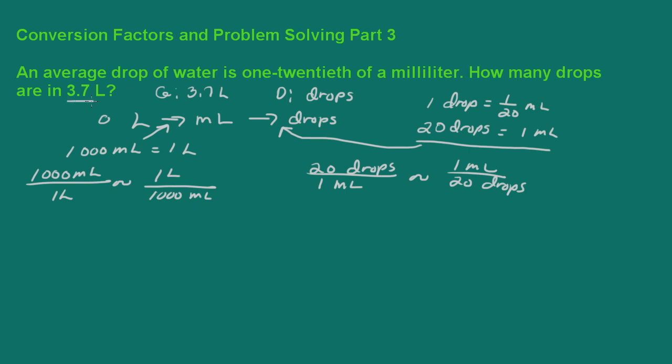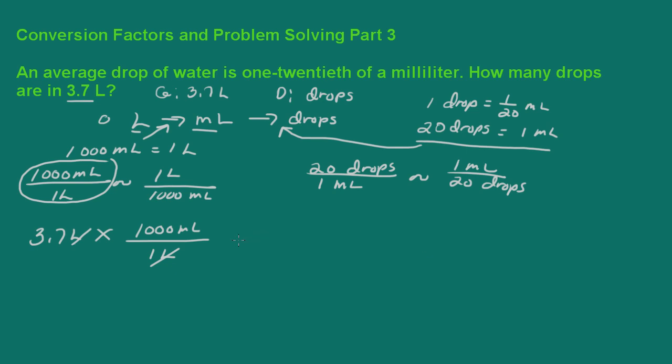So we're starting off with 3.7 liters. And what I want to do is get from liters to milliliters. In order to do that, I want to cancel out liters and be left with milliliters. So I will have to use this conversion factor here: 1,000 milliliters per liter. My liters cancel out. If I were to stop the problem right here, this would give me the number of milliliters. But the nice thing about conversion factors is this: as long as I keep canceling out units, I can string as many of them along as I need to.